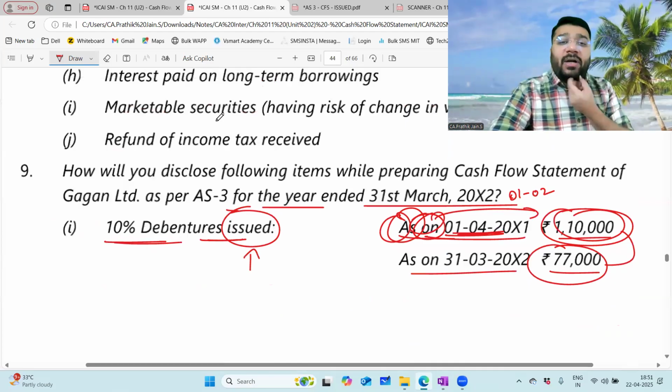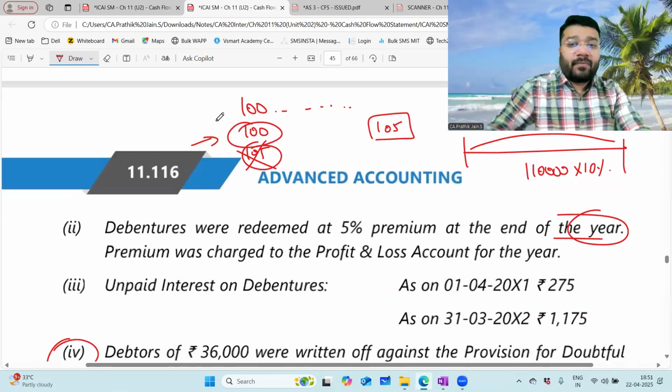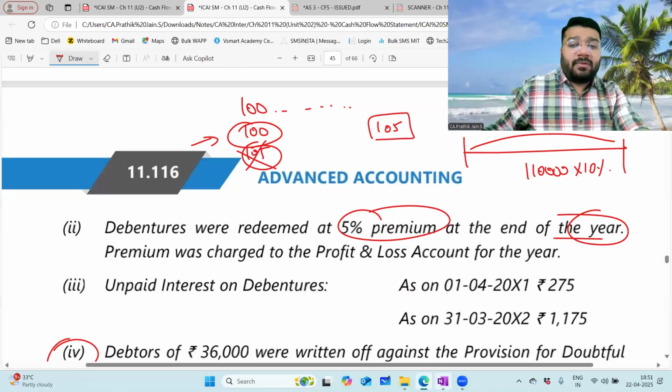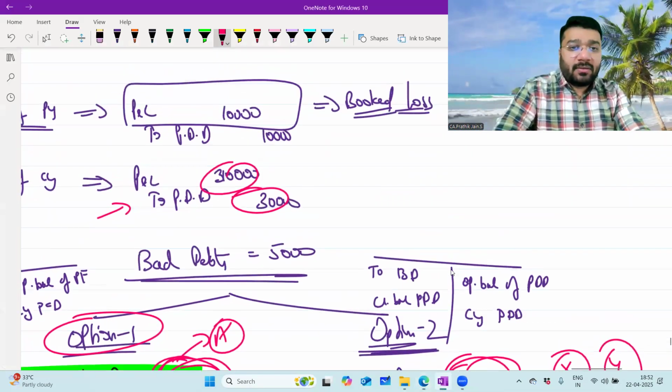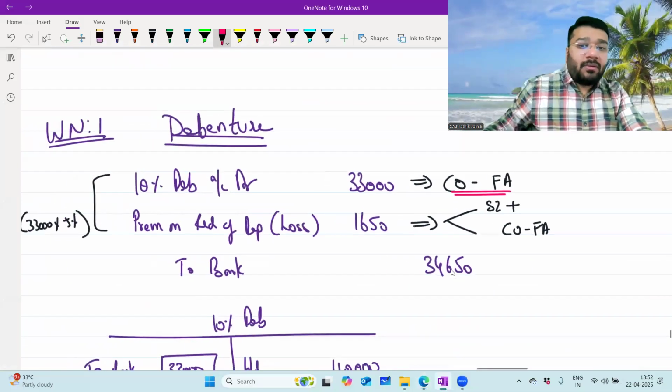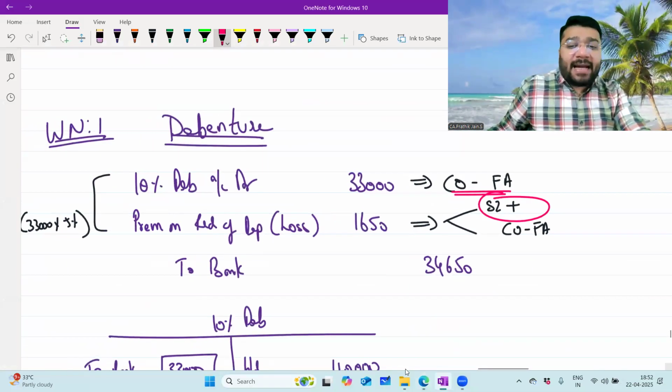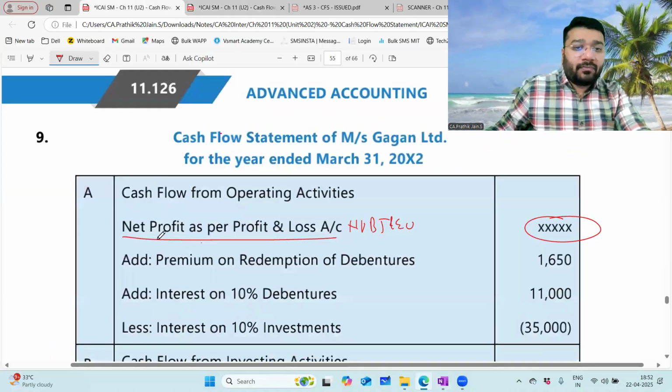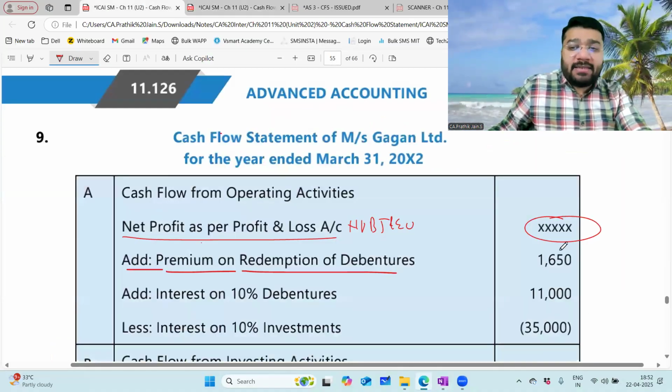Come back to the question, guys. 10% debenture. In that, what did we agree? Premium is added back in segment 2. So add premium on redemption of debenture, 1650.